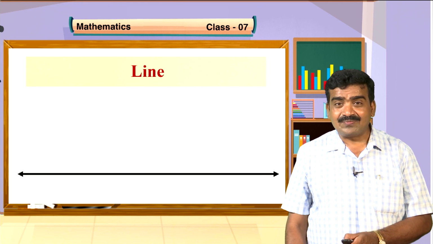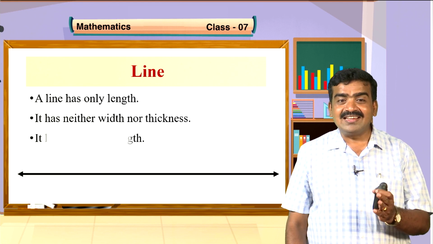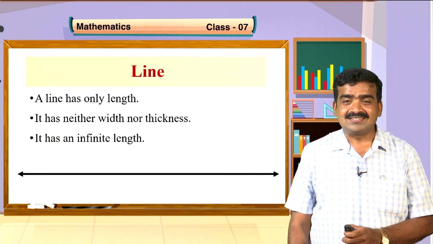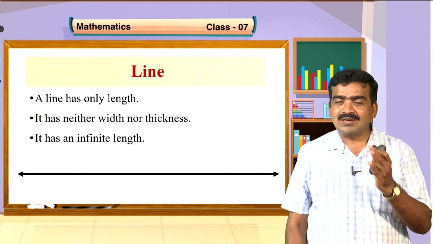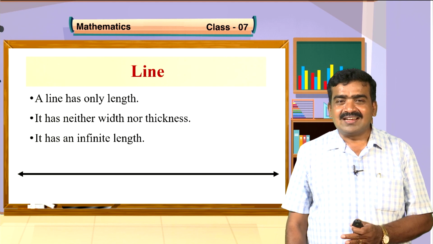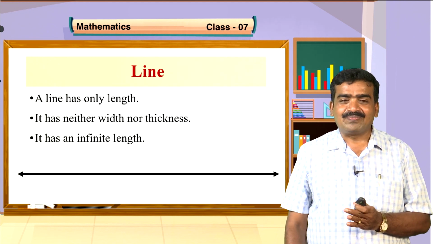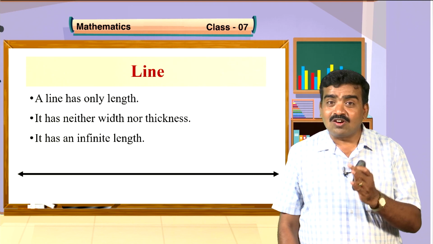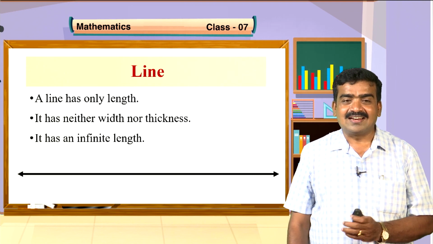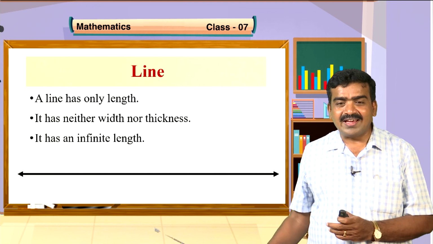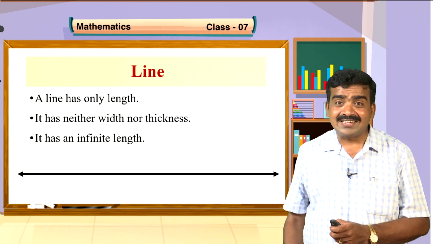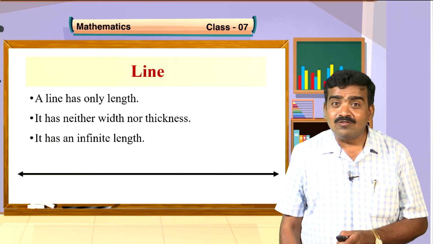After that, you are familiar with the line. What is a line? Yes, a line has only length. We can draw the line by using scale and pencil, and you know that it has neither width nor thickness, and also it has infinite length. We can extend a line on either side to an infinite distance.